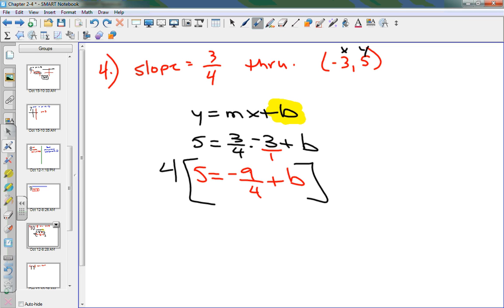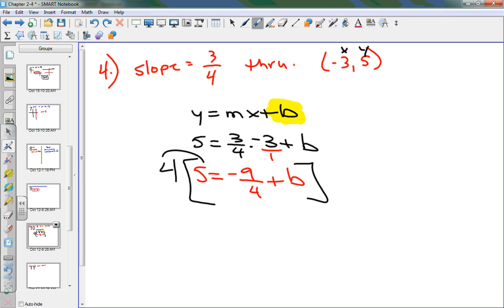Because the reciprocal of negative 9 over 4 would be 4 over negative 9. How is that going to help you get rid of a fraction? It's going to create another fraction. True statement. No, it's not the answer. Wrong.